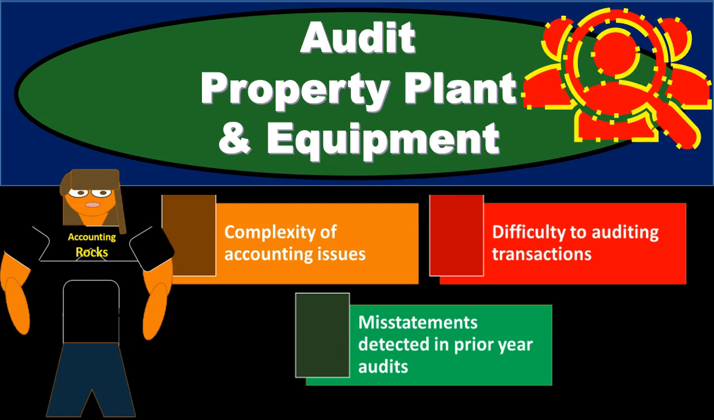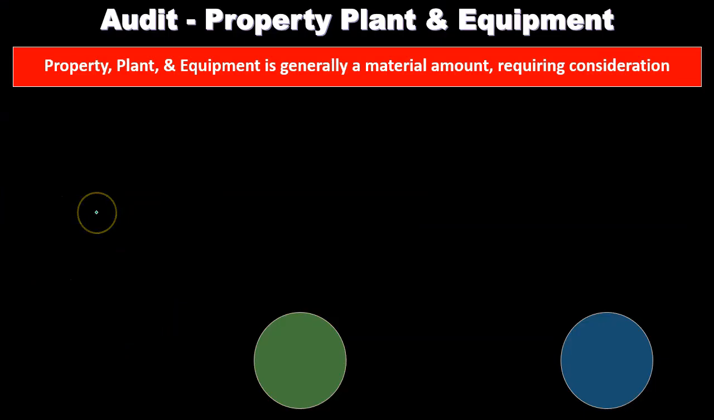In this presentation, we will take a look at the auditing process related to property, plant, and equipment, PP&E, also known or sometimes called fixed assets or depreciable assets. When considering the audit process for property, plant, and equipment, those depreciable assets, things like land, equipment, and buildings, these are going to be things that will typically be significant.